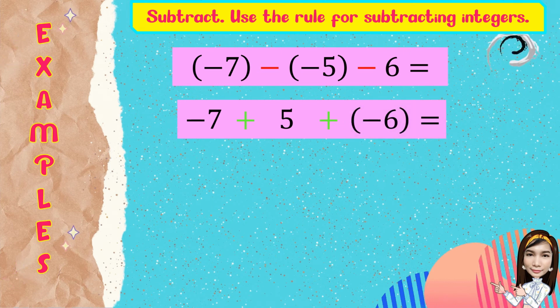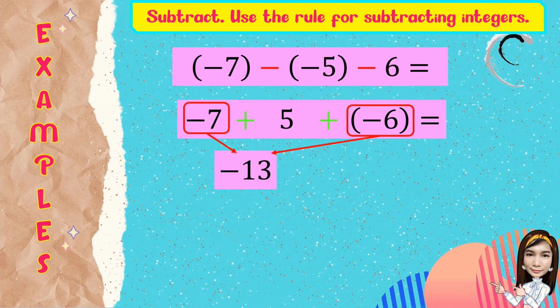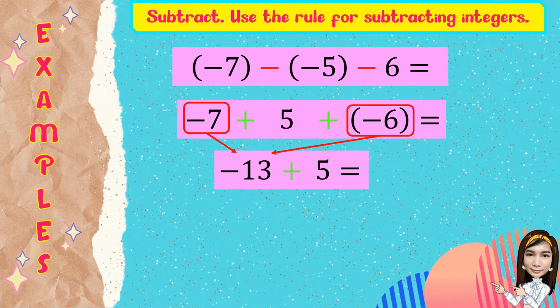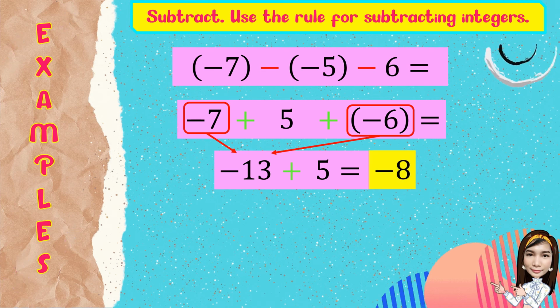Now let's proceed to addition. We add first those that are similar or same signs. So negative 7 plus negative 6, we get negative 13. Then keep or copy 5. Since negative 13 and 5 are different or unlike signs, we subtract and copy the sign of the bigger or greater absolute value, and negative 13 is greater than 5, so we get negative 8.